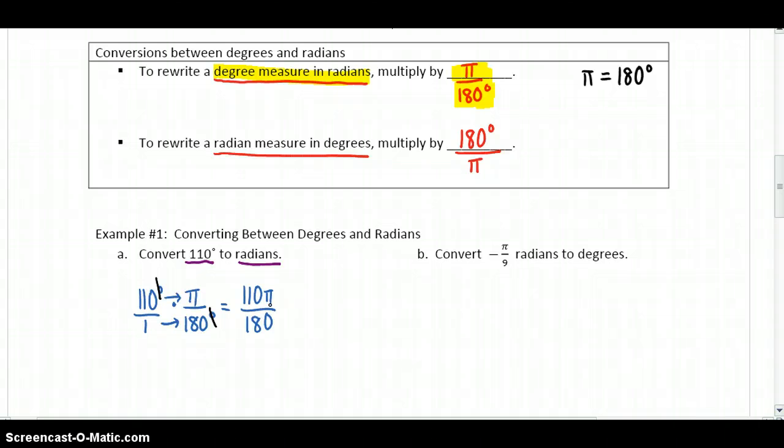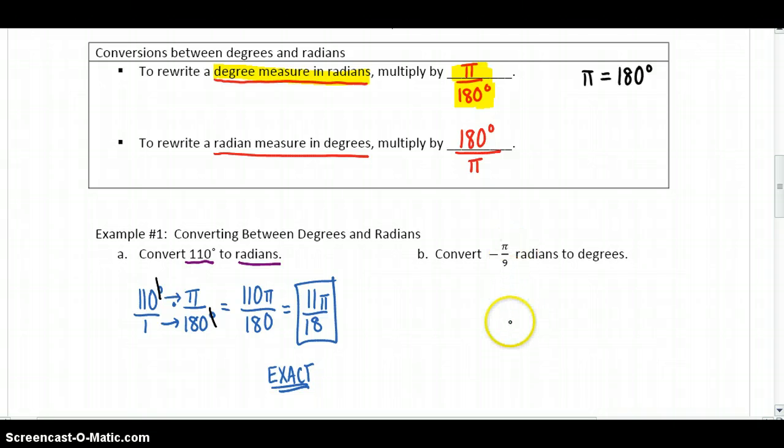Now be careful, if you're going to use your calculator, don't type pi in there because otherwise you're going to get a decimal. Just type the numbers and simplify them on their own, and then put pi back in when you're done. So we're left with 11 pi divided by 18. And that should always be exact, just so you remember.